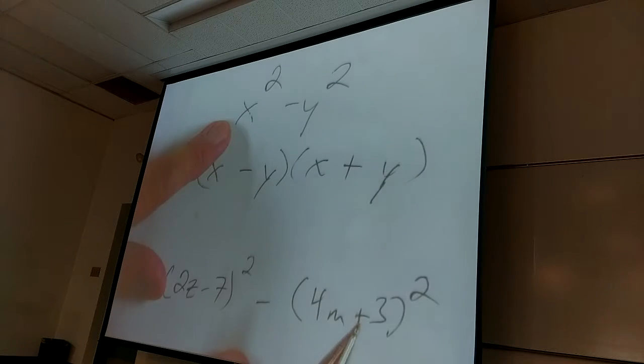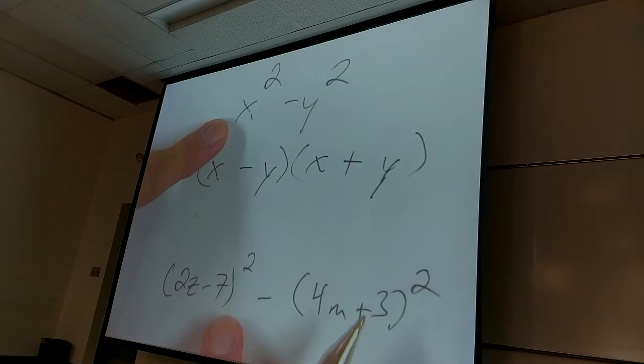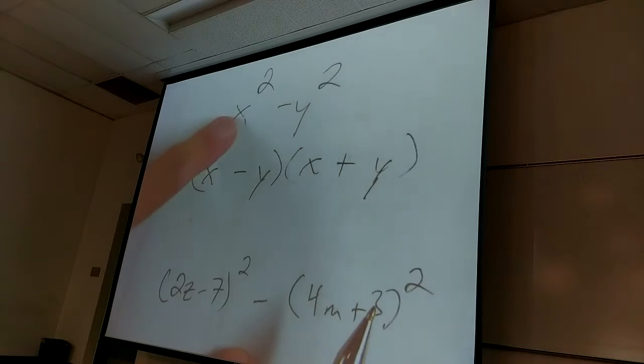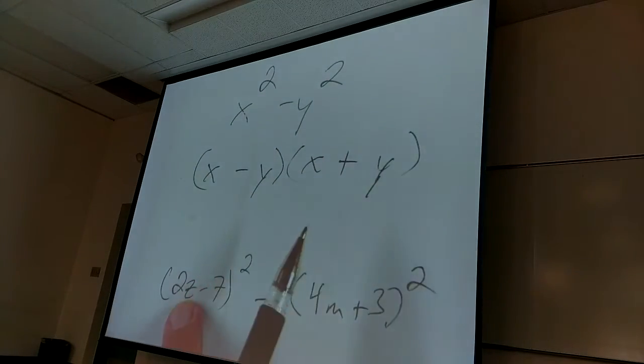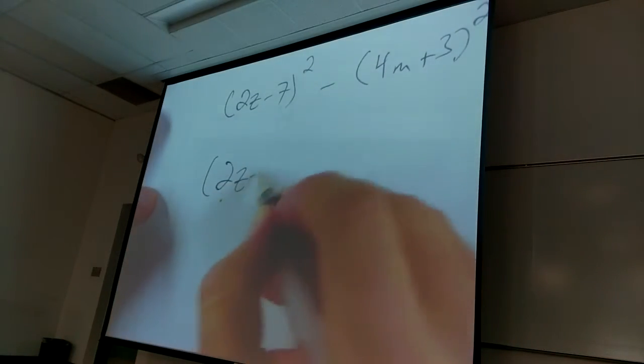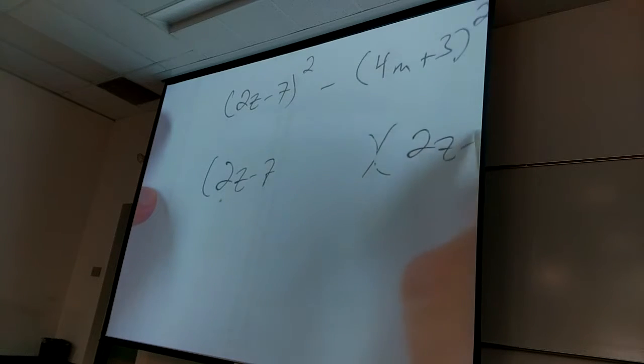So this is the same problem. These are exactly the same problems. And again, there's a few of you that still think I'm completely insane. But I have two of these, so I put one there. So I have two (2z minus 7). I put one 2z minus 7 there, and one 2z minus 7 there.